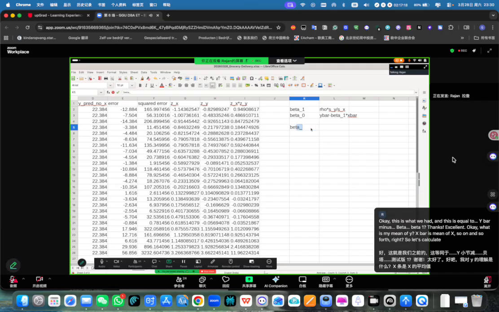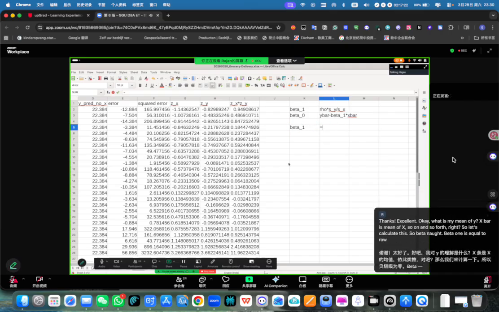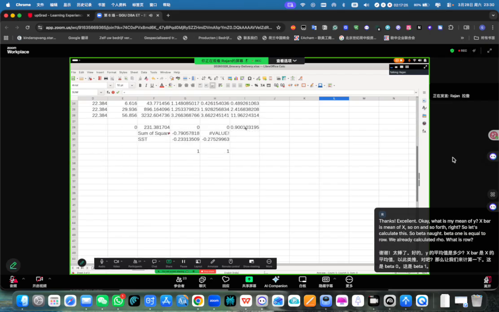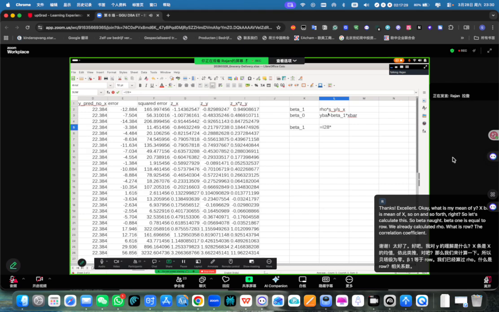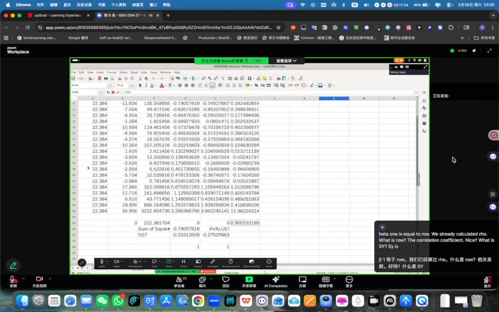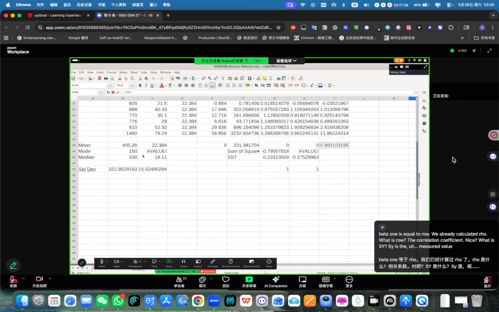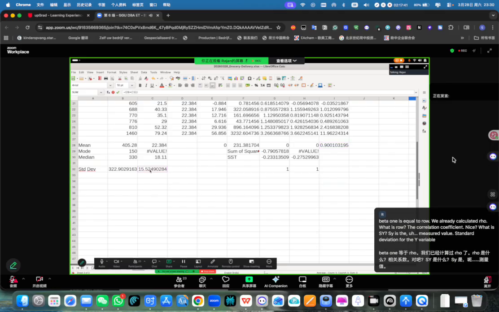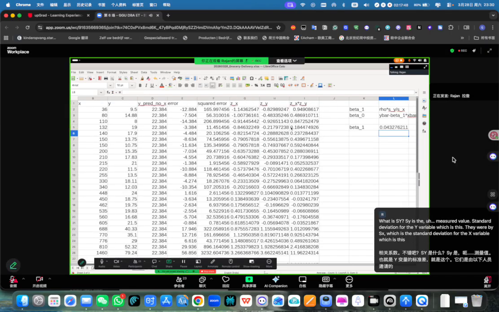So beta 1 is equal to rho. We already calculated rho. What is rho? The correlation coefficient times sy, where sy is the measured standard deviation for the y variable, which is this, divided by sx, which is the standard deviation for the x variable, which is this. So we have the beta 1 value in the model.